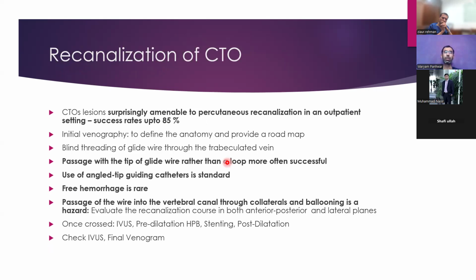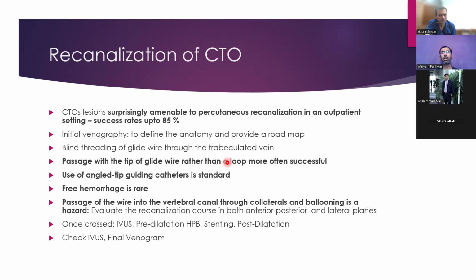Recanalization of CTOs is surprisingly amenable to percutaneous recanalization, even in the outpatient settings, with success rate up to 85%. And blind threading of the glide wire through the trabeculated vein, then passage of the tip of the guide wire rather than the loop. In arteries, we sometimes use the loop to cross the CTOs, but in the venous occlusions, because there are micro openings and trabeculation, the loop doesn't follow well, and the tip of the glide wire follows well, along with the angle tip guiding catheter. Free hemorrhage is very rare.